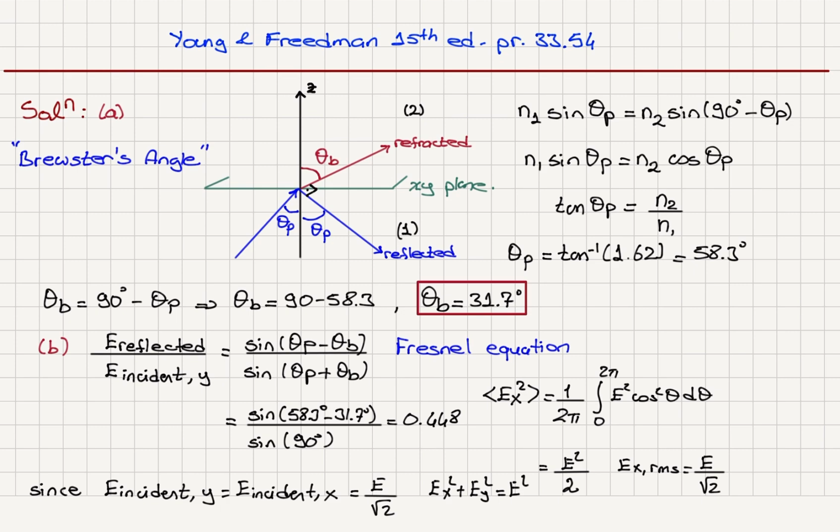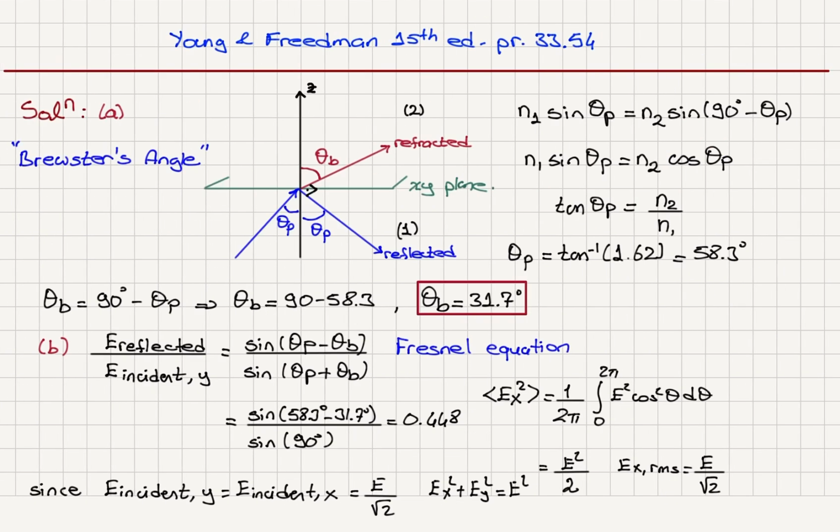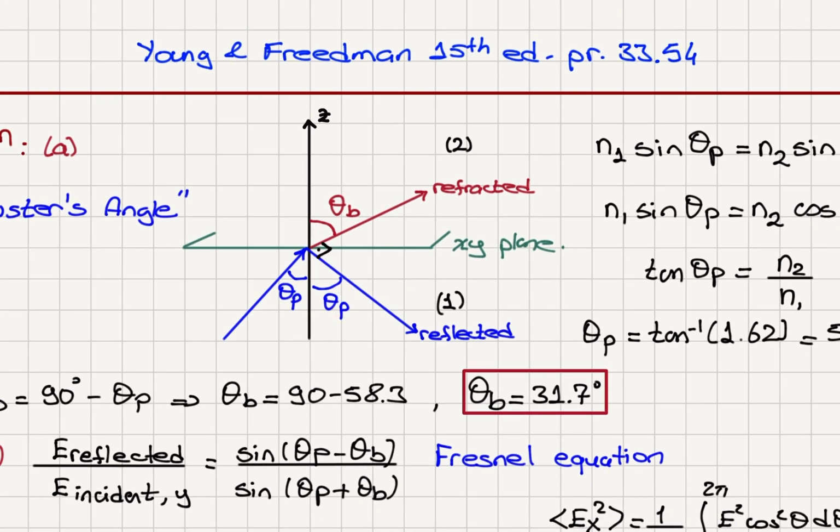Okay, so in this problem we talked about a circularly polarized light. First of all, this light is incident on an interface perpendicular to the xz plane, which means it is the xy plane. And it's incident on a material with index of refraction 1.62. We want to know the angle of refraction provided that it is incident at the polarizing angle. Well, I know that the polarizing angle and the refracted beam will have a 90-degree angle between them. They will be perpendicular to each other.